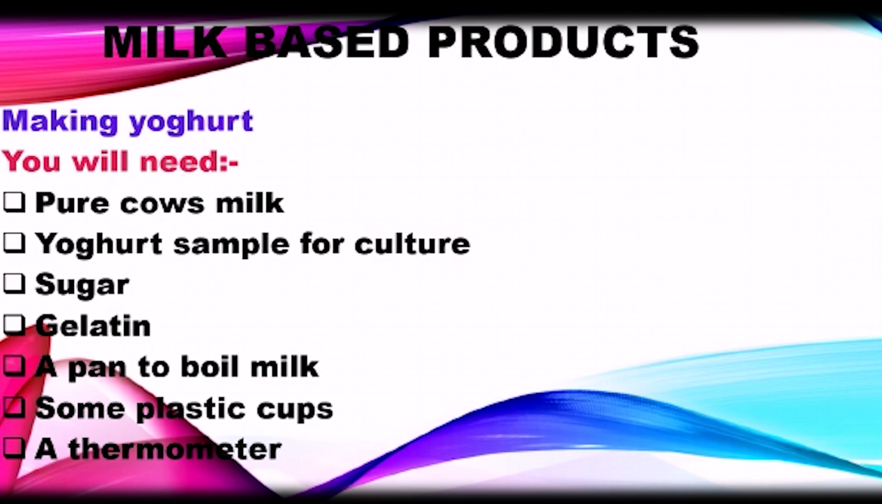Hi everybody, let's see how microorganisms are used in milk-based products. Yogurt is such a product. This is how yogurt is produced. You will need pure cow's milk, a yogurt sample for culture, sugar, gelatin, a pan to boil milk, some plastic cups and a thermometer.